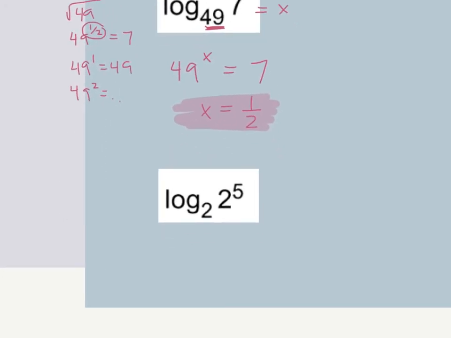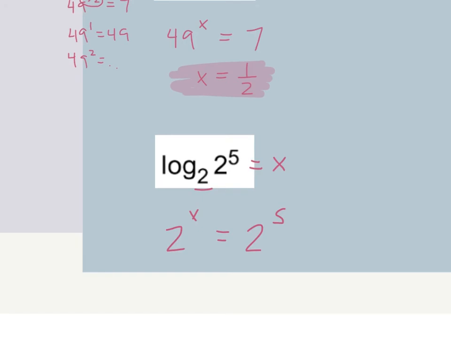All right, last problem. So we have log base 2 of 2 raised to the 5. So we need to find out what this is going to be equal to. We're going to get our base from our basement again. Our exponent is on the other side of the equal sign. And that's going to be equal to whatever's left, which is 2 raised to the 5.